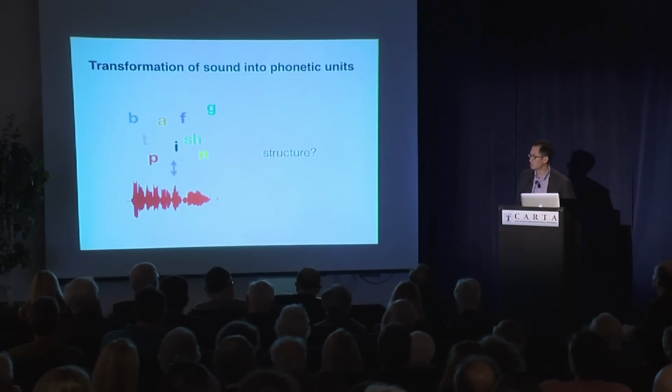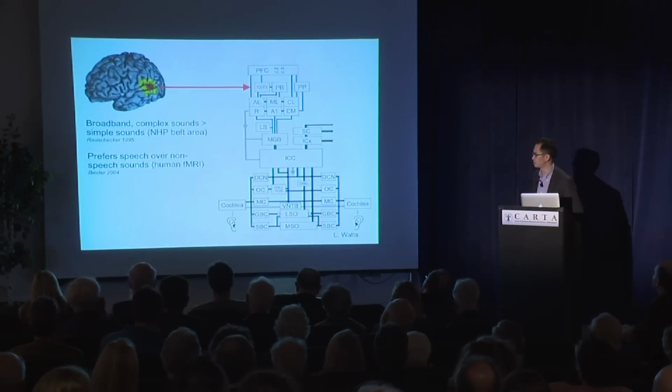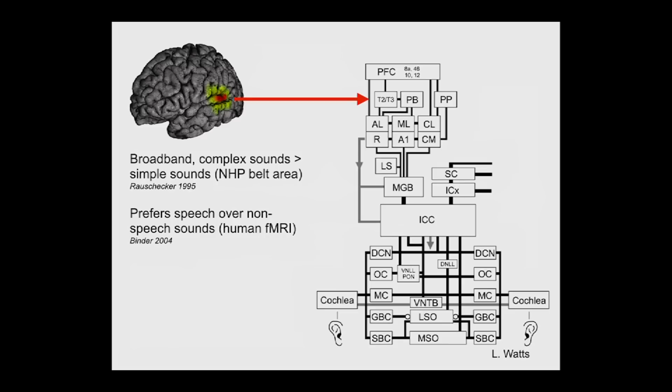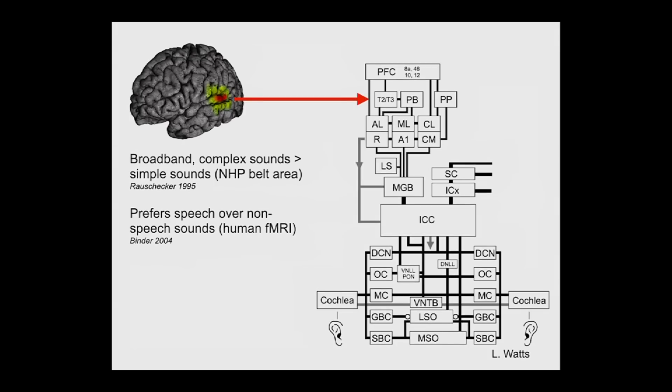Now, this turns out to be a very complex problem because it arises from many levels of computation that occur in the ascending auditory system. As sounds come through the ears, they go up through at least seven different synaptic connections across many different parts of the brain, even bilaterally, to where they're processed in the non-primary auditory cortex in the superior temporal gyrus. And what we know about this area from animal studies in non-human primates, for example, is that this is an area that is no longer tuned to basic low-level sound features like pure tones, pure frequencies, but is tuned to very broad, complex sounds. There has been very nice work in fMRI demonstrating that this area is far more selective to complex sounds like speech over non-speech sounds.